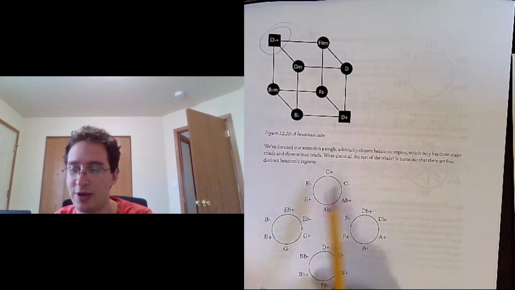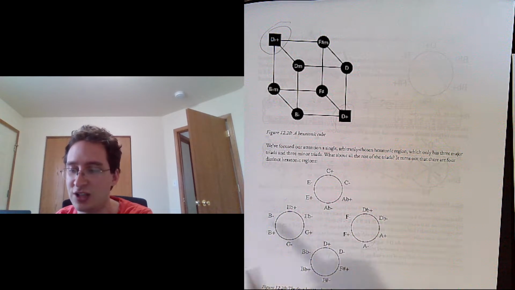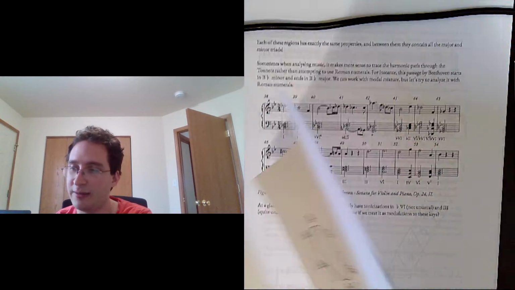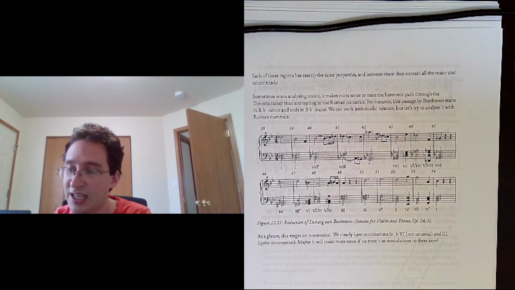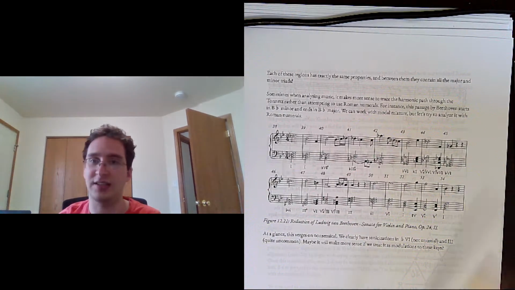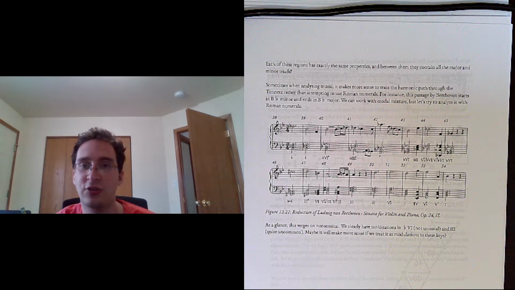Well, they all have their own hexatonic regions. There are four different hexatonic regions. There they are. Exciting. And each of these regions has exactly the same properties. And between them, they contain all of the major and minor triads.